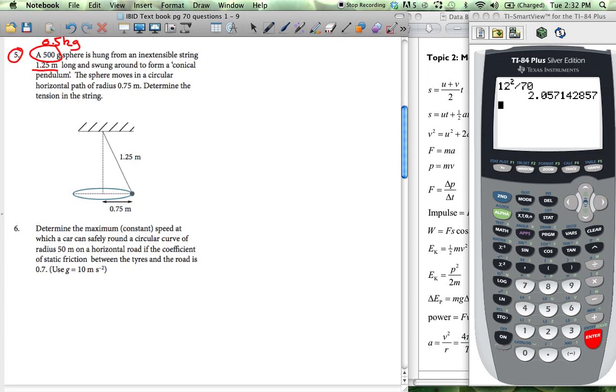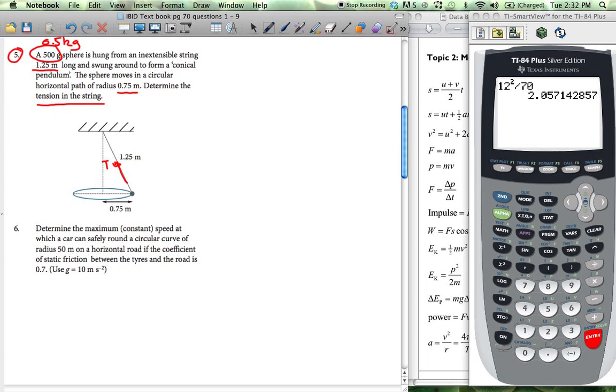The sphere moves in a circular horizontal path of radius 0.75 meters. Determine the tension in the string. Now, we are wanting to work out the force that is being exerted by the string in this direction. That's the tension. Now, in doing this, we need to think about the forces that are being applied here.